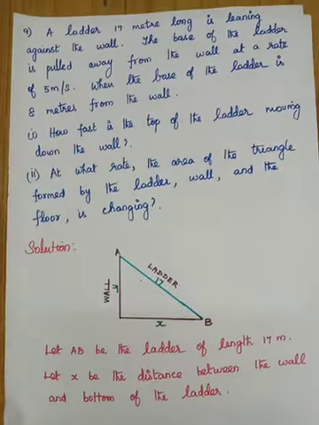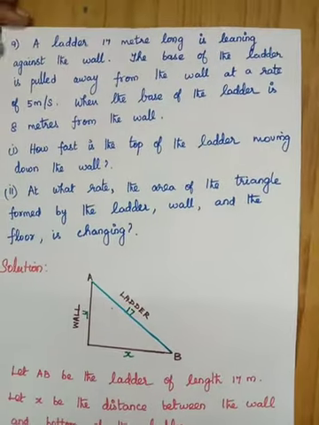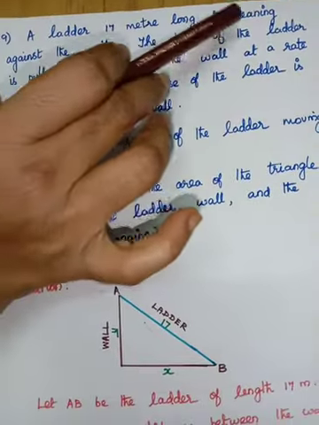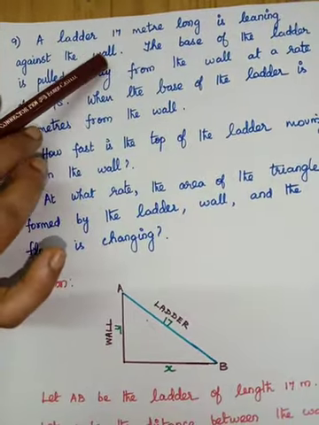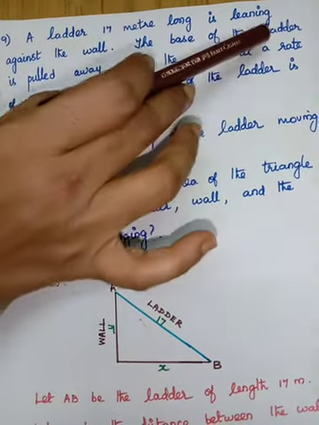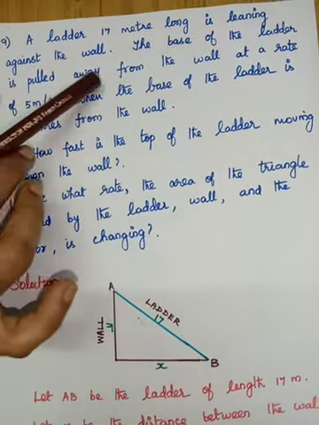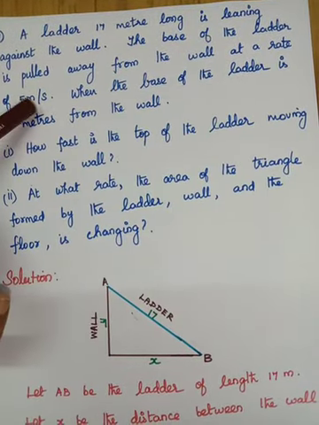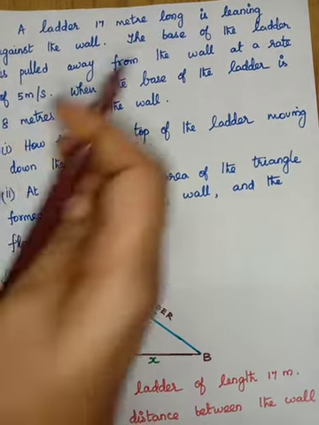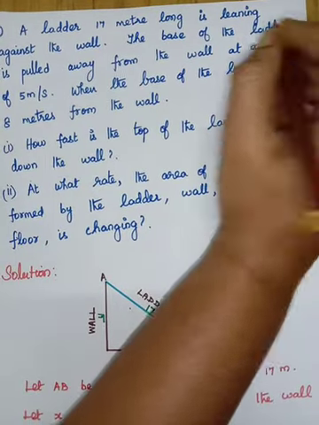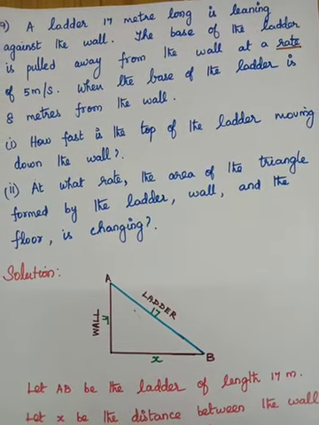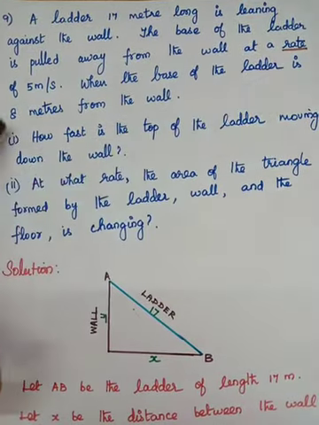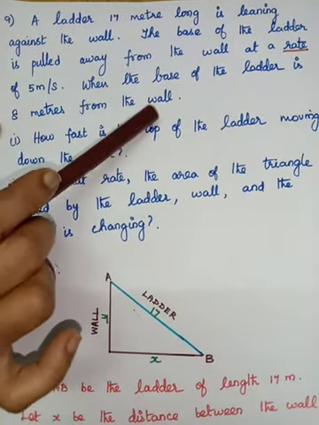Okay, so we'll move to the 9th problem. A ladder 17 meter long is leaning against the wall. The base of the ladder is pulled away from the wall at a rate of 5 meter per second. So you have to concentrate on the word rate. So when the rate comes, you have to use the derivative. So when the base of the ladder is 8 meters from the wall.